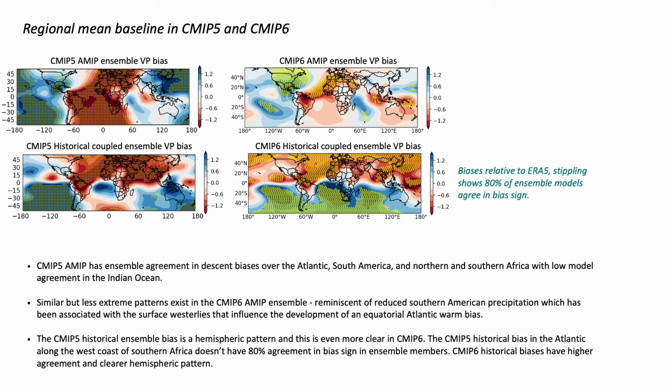And then in CMIP5, the historical ensemble bias is a hemispheric pattern. However, there's not great intermodel agreement on the sign, especially in the Atlantic Ocean. However, in CMIP6, there's much more intermodel agreement in sign, and also there's a much clearer hemispheric pattern.